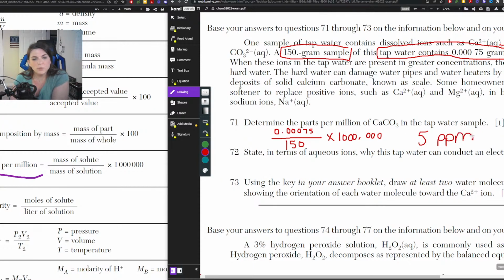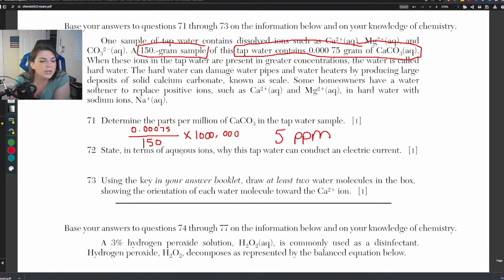Next up, state in terms of aqueous ions why this tap water can conduct an electrical current. Okay, specifically, you must talk about aqueous ions. Aqueous ions means that we have dissolved ions in the solution. Dissolved ions can conduct electricity. That is the definition of an electrolyte.